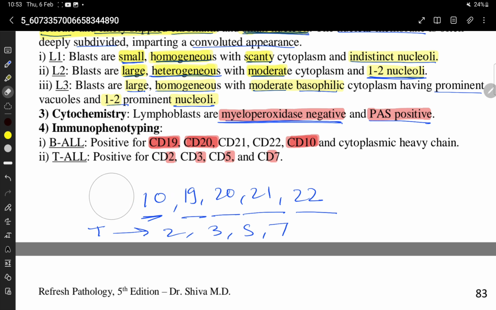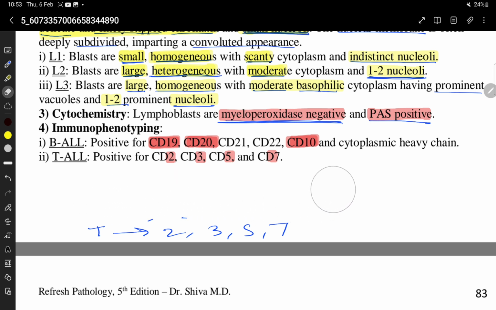B-ALL is positive for CD10, 19, 20, 21, 22. T-ALL is positive for CD2, 3, 5 and 7.